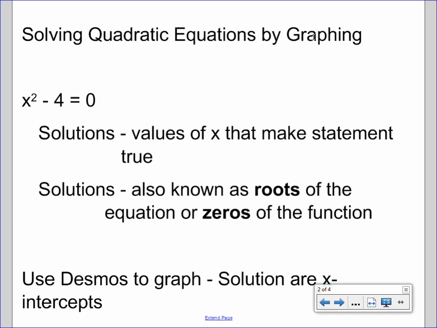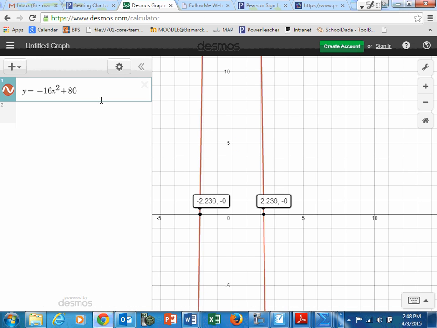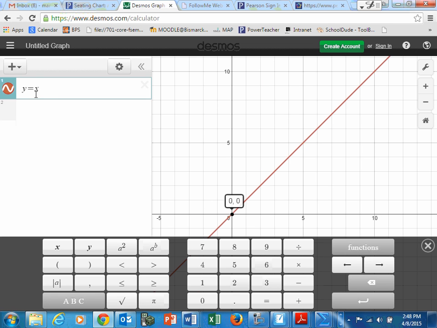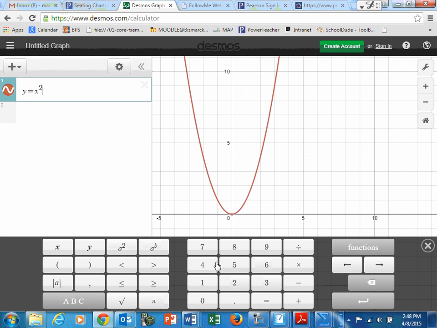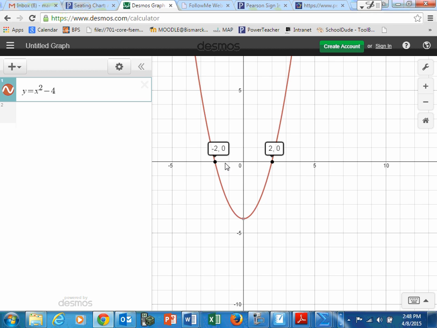So what we're going to use today, if it's asking you to solve by graphing, I am going to ask that you use the Desmos program. So if we went to Desmos and typed in that equation, y equals x squared minus 4, what we're looking for here are where the y values are 0.